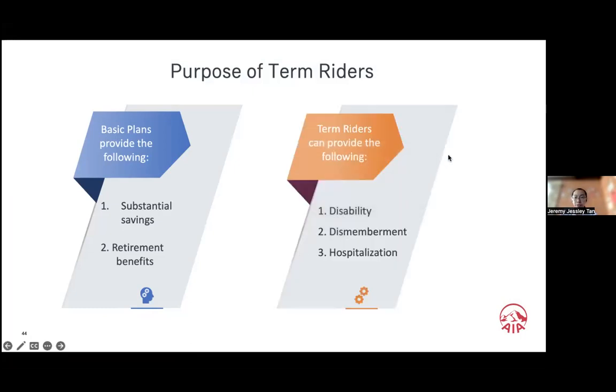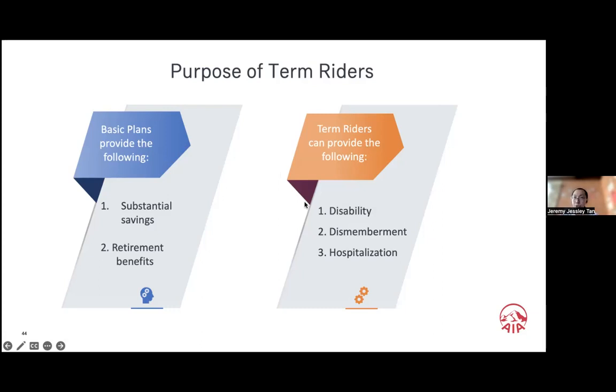Now, the riders can provide additional coverages or additional benefits. Here are three of those benefits it can provide: disability coverage, dismemberment coverage, and hospitalization. We'll discuss which riders provide which in a bit.